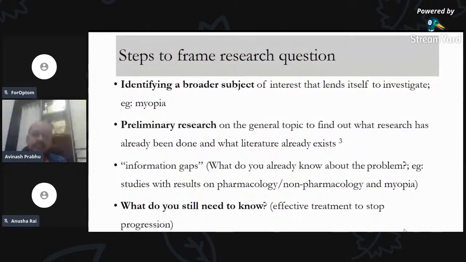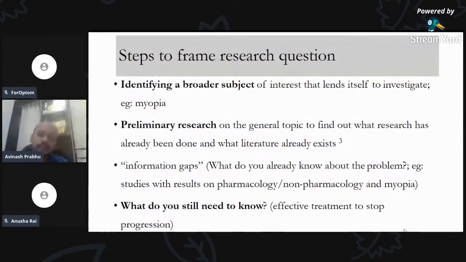These information gaps are available in each and every published literature. At the end, in the discussion portion, they will discuss the new findings that they have got in that particular research, right? That is the area where you get a lot of information gaps or research gaps. On that you can further scrutinize your research question. Whatever research gaps you get out of doing preliminary research, you can further refine your research question.